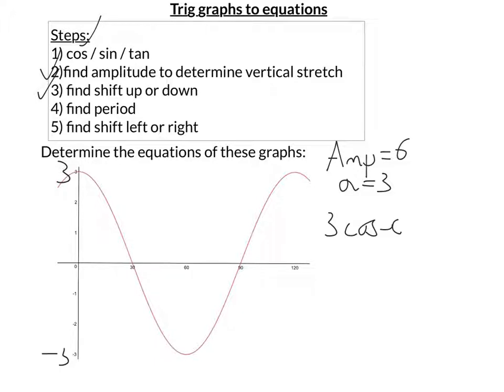Well, it repeats itself every 120 degrees. Well, normal cos curve repeats itself every 360, so that means it repeats itself 3 times in that period. So B is going to be 3 as well, so 3 cos 3x. Shifted left or right? Well, it starts at a maximum, just like cos does, so there's been no shift left or right. So the answer to this one is y equals 3 cos 3x.